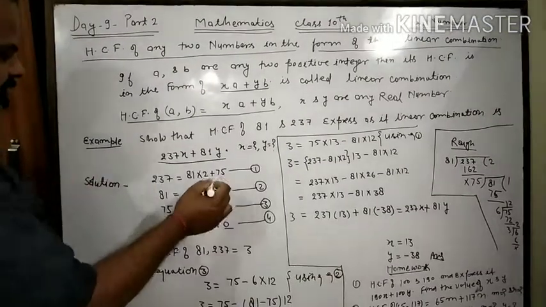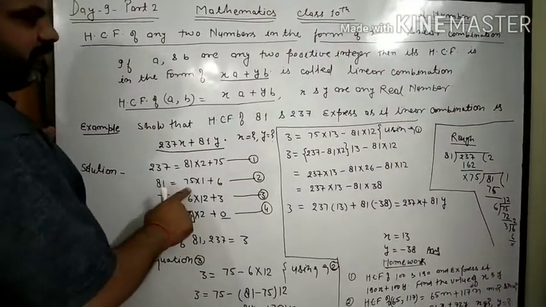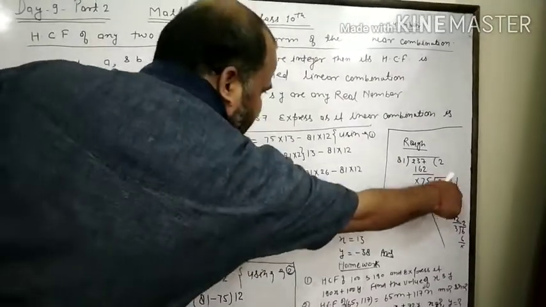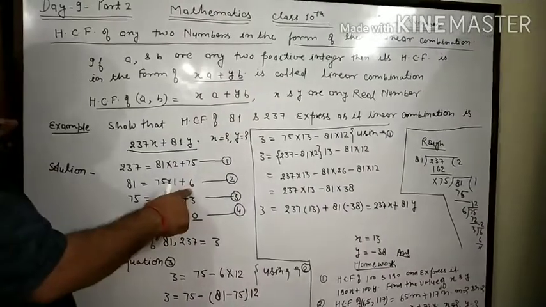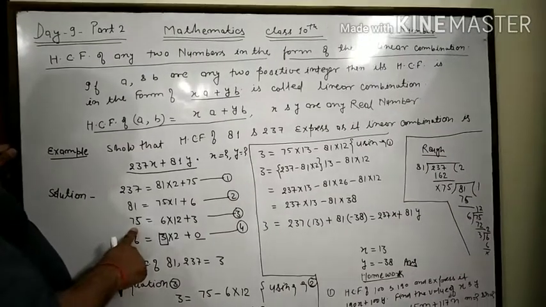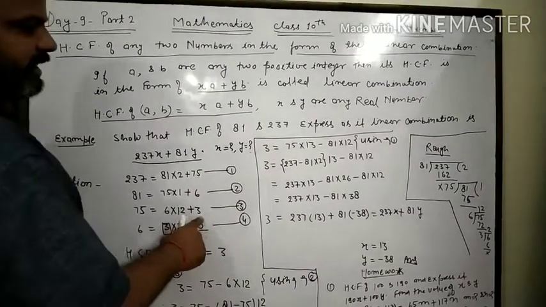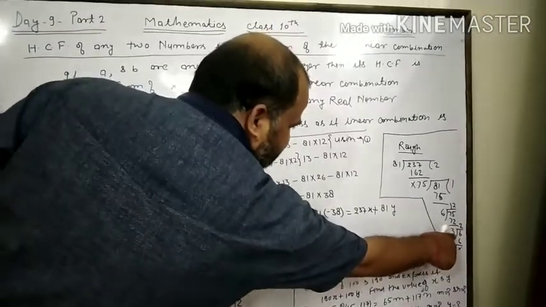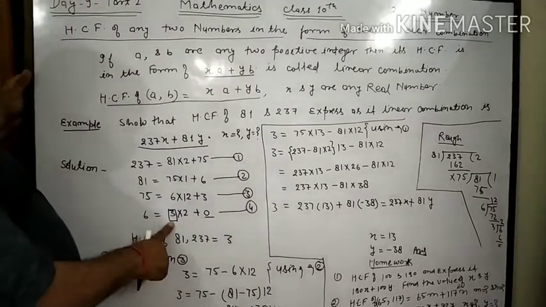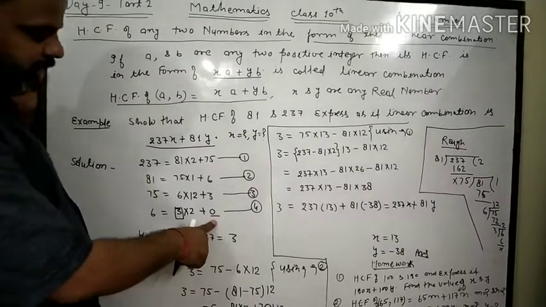Then the first equation is done. Again, 81 as the dividend and 75 as the divisor. You see, it goes 1 time, then 6 as the remainder. Again 75 as the dividend and 6 as the divisor. It goes 12 times, then 3 as the remainder. Then 6 as the dividend and 3 as the divisor, it goes 2 times. In this case you got 0 as the remainder.